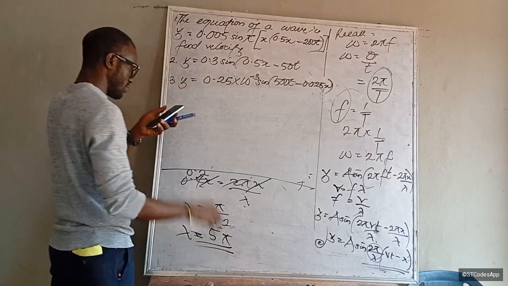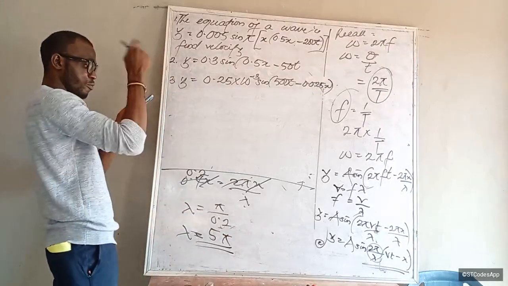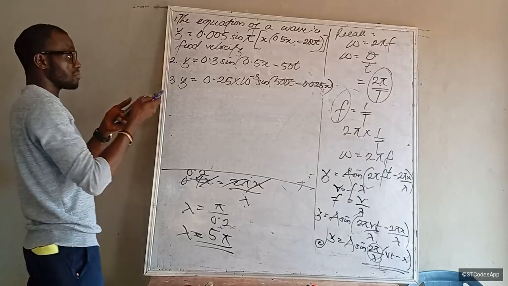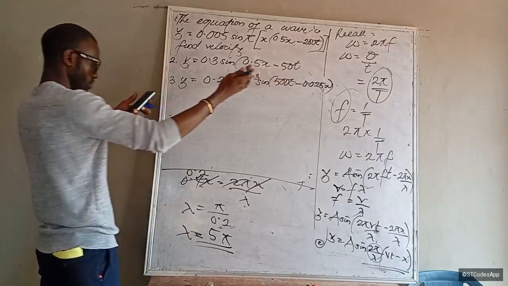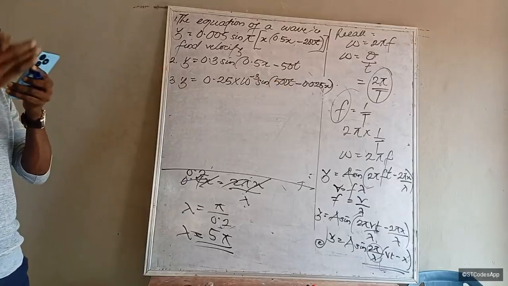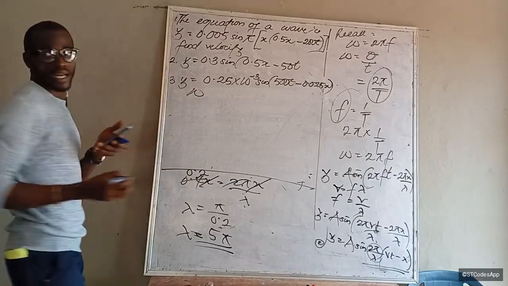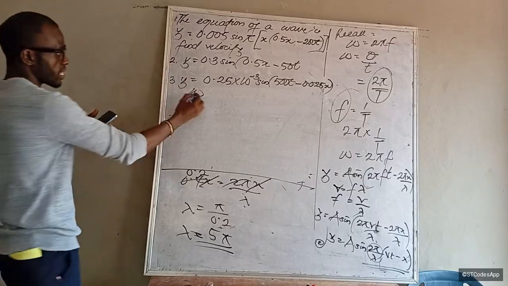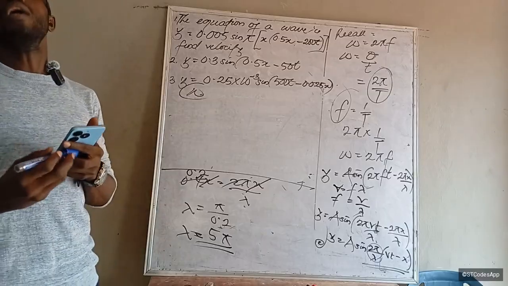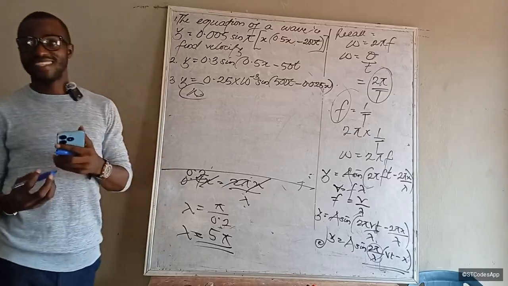Question 33 says, the equation of a wave traveling along a positive x direction is given by this. Determine the angular frequency. What's the angular frequency? Omega. Is that clear? Omega. And it's also called angular frequency.